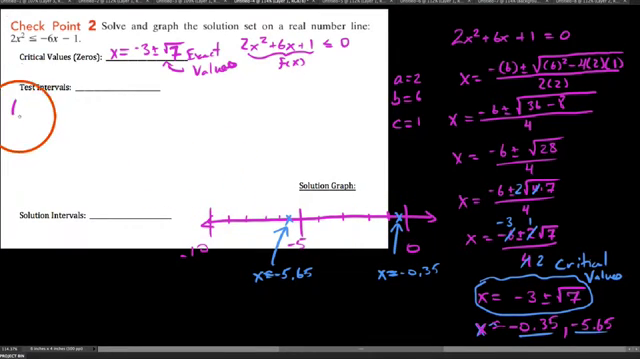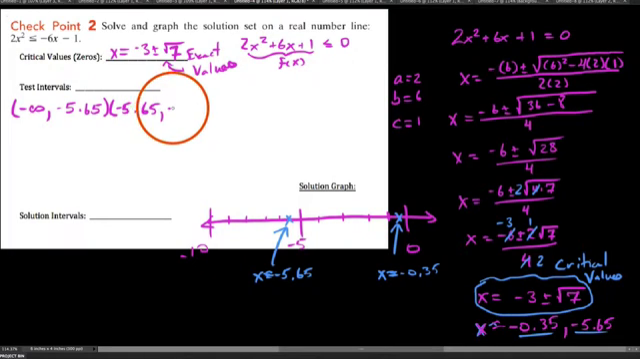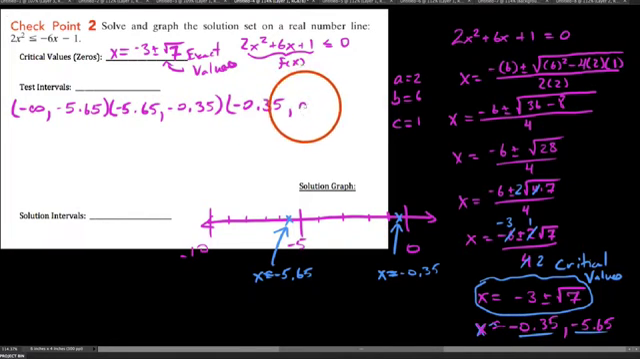So we say our test intervals are from way out on the left, negative infinity, up to our first critical value here. And I would say that that first critical value is about negative 5.65. Now, from negative 5.65-ish, loosely here, we say to negative 0.35-ish, and then from negative 0.35-ish out to infinity, these are the values of x for which our function can be all positive or all negative.